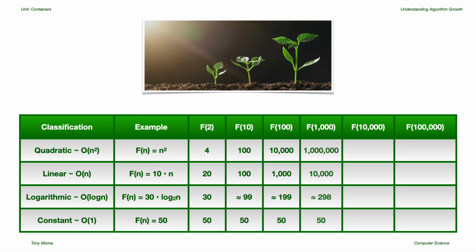When we increase the input size to 1,000, not only is the quadratic running time still the slowest, but the gap between the quadratic and the linear running times has also widened, just like the gap between the linear and logarithmic running times has also widened, and the gap between the logarithmic and constant running times continues to widen. When we increase the input size to 10,000, these gaps just continue to get larger and larger. When we increase the input size to 100,000, the trend continues. The gaps just become larger and larger and larger.